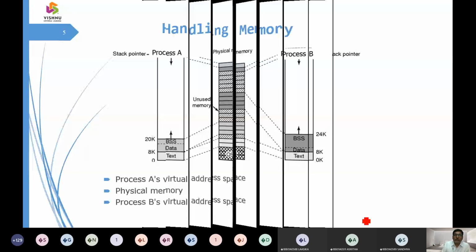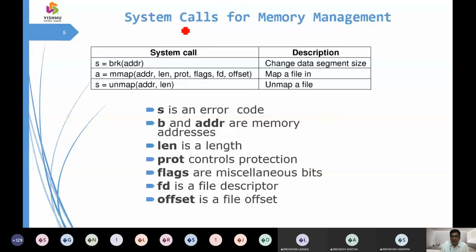That is regarding the illusion which happens in virtual memory. Coming to the system calls of memory management, we are going to have some address space, which stands for segment addresses, followed by a memory map, and here you can see unmapping.